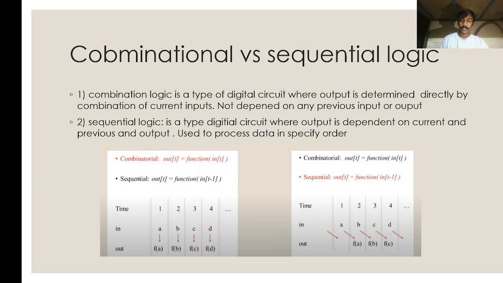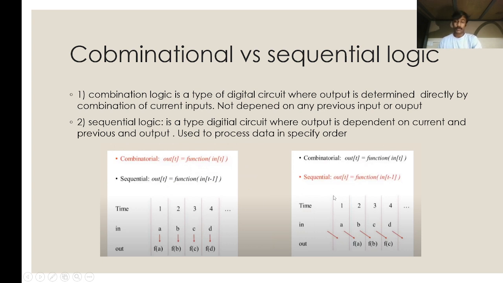And what is combinational logic and sequential logic? Combinational logic is a type of digital circuit where the output is determined by a combination of current input, not dependent on previous input. Sequential logic is a type of digital circuit where output is dependent on current input and previous output. For example, in this combinational output, at time one, the function is dependent on function A, at time two, the function B is dependent on function B.